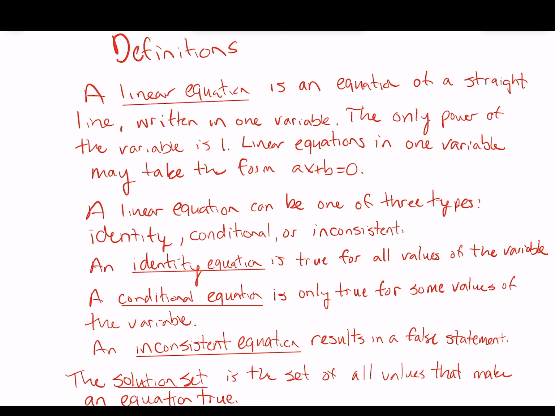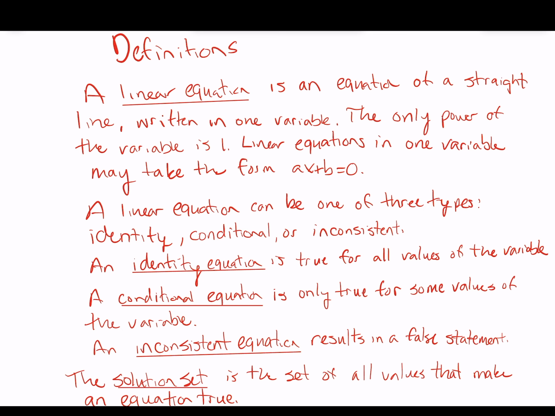Now, a linear equation can be one of three types. It can be an identity, it can be conditional, or it can be inconsistent. An identity equation is an equation that's true for all values of the variable. A conditional equation, on the other hand, is only true for some values of the variable. And then finally, an inconsistent equation is an equation that's not true for any values of the variable. It results in a false statement. Finally, the solution set is the set of all values that make a given equation true.